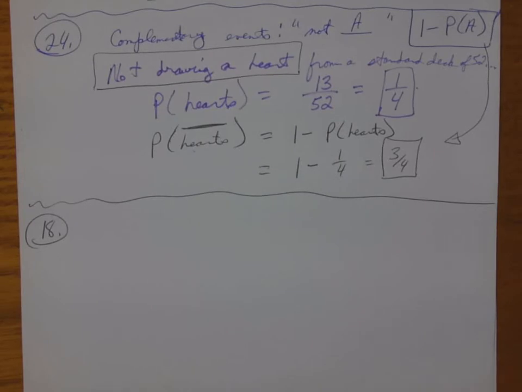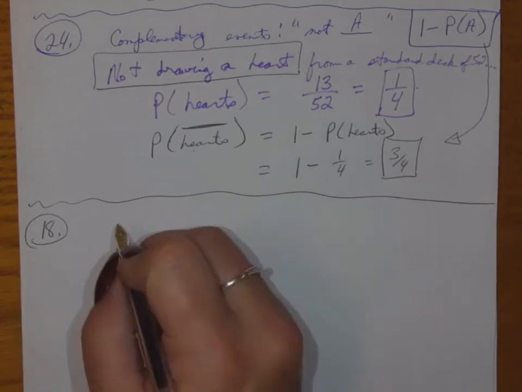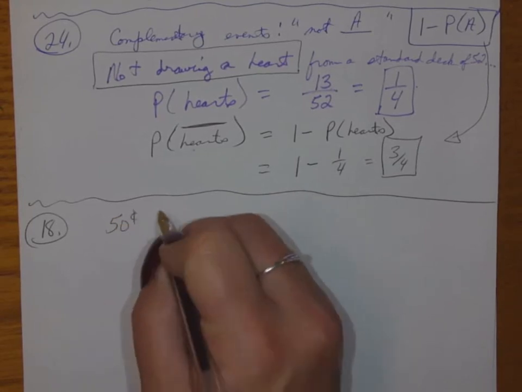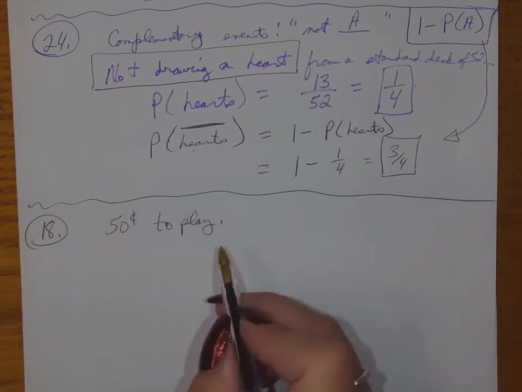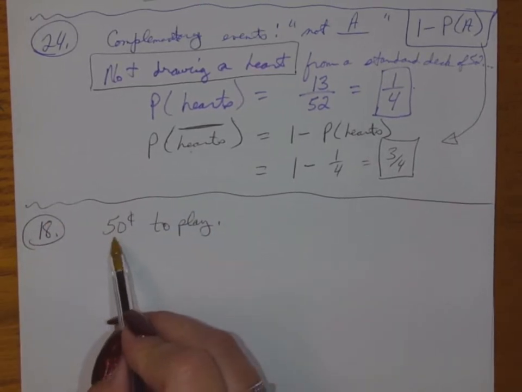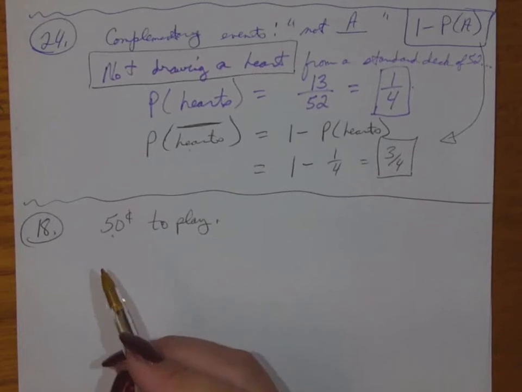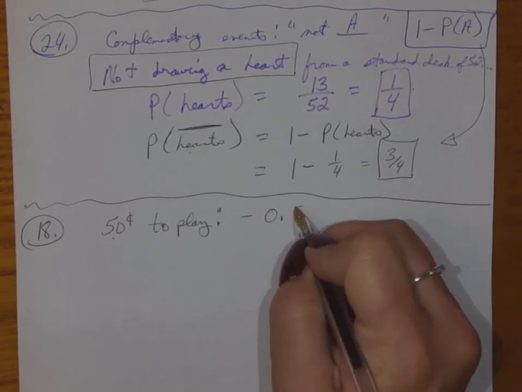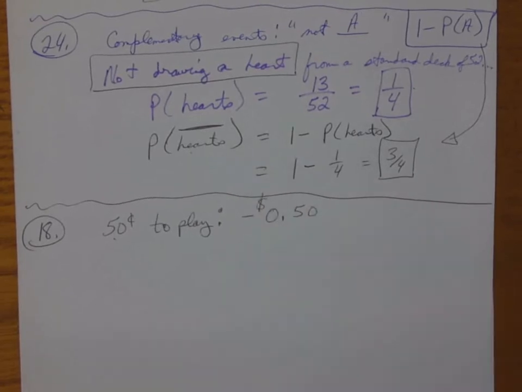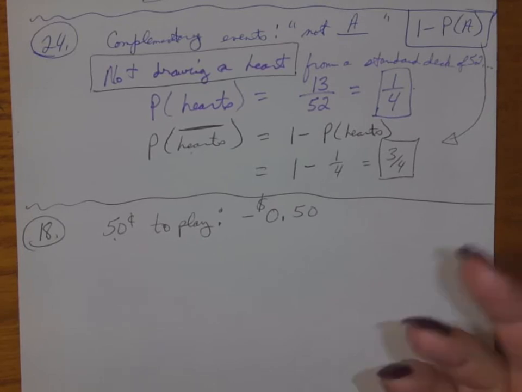Number 18 says, New Jersey's Pick 4. In New Jersey's Pick 4 lottery, you pay 50 cents to select a sequence of 4 digits. 50 cents to play. Think about that for a second. If you're the one playing and you have to pay 50 cents, is that a positive or negative? Hopefully you're saying negative. So it's a negative 50 cents. It's leaving my money, leaving my hand.